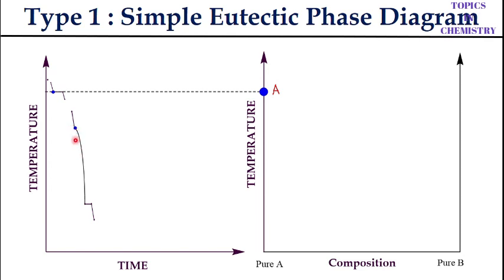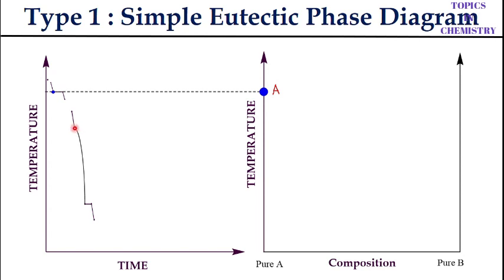So this is the freezing point of pure A, and gradually the temperature decreases, and at that point A and B solids are in equilibrium with the liquid. So here this is a mixture. This is for a pure component, and this is for a mixture, B in A. So the amount of A is greater than the amount of B here.